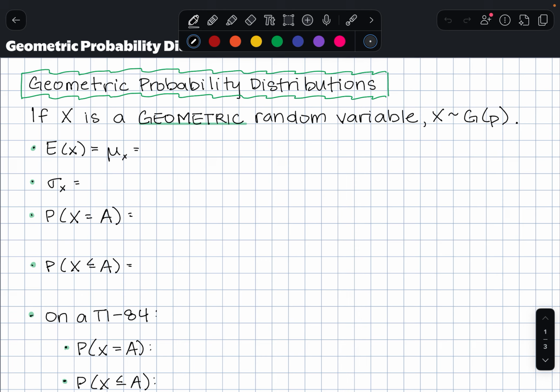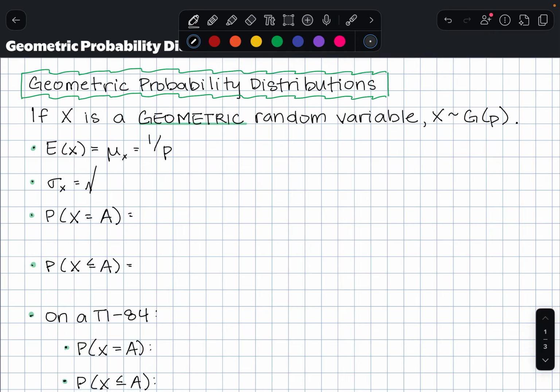So that means our expected value and our standard deviation are going to change. For the expected value, it is 1 over the probability of success. For example, if I flip a single coin, I know the probability of success is 0.5. So 1 divided by 0.5 would be 2. I would expect to see my first heads on the second flip, on average.